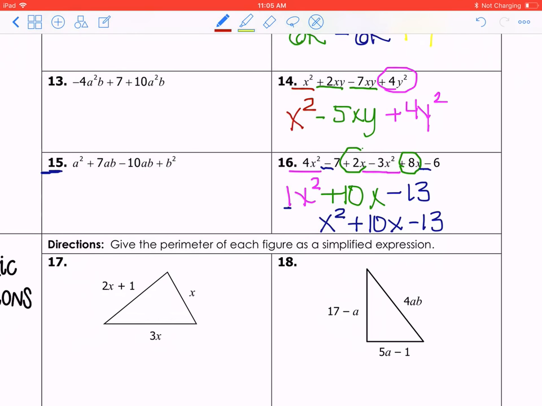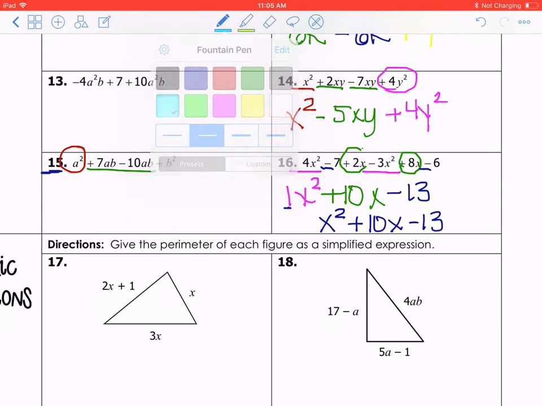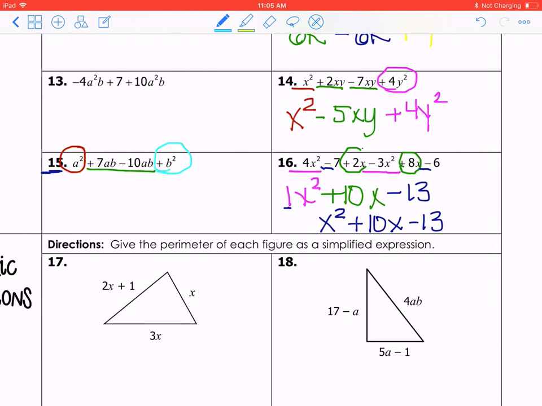I would like you guys to try 15 for tomorrow. Combine your like terms. So sift through the a squareds. Sift through the ABs together, and then take care of this. So I want you guys to do 15 on your own.